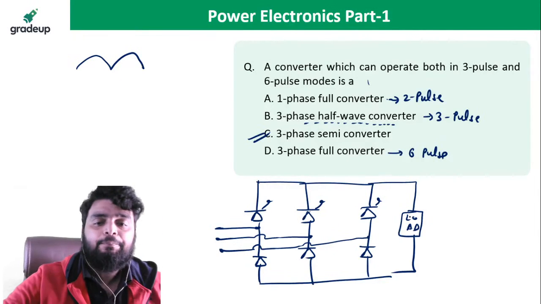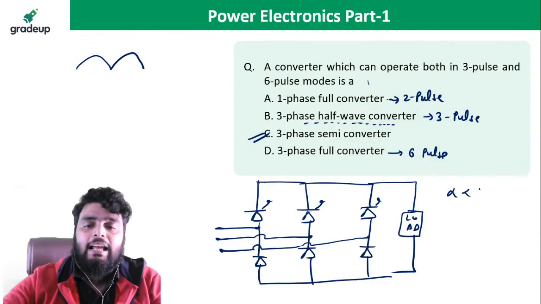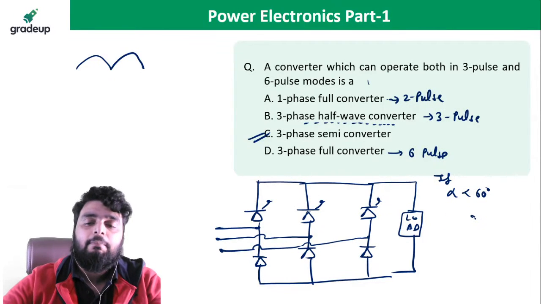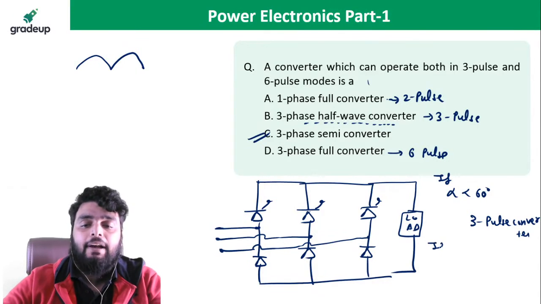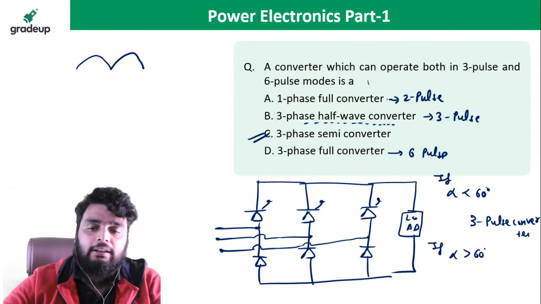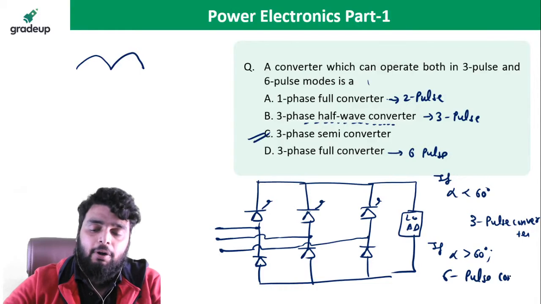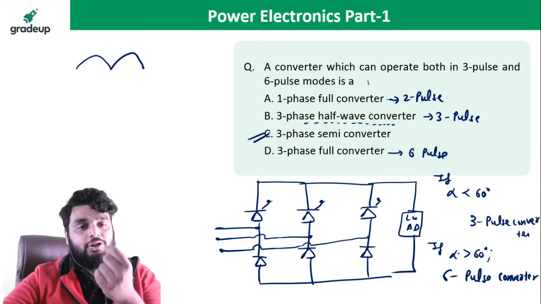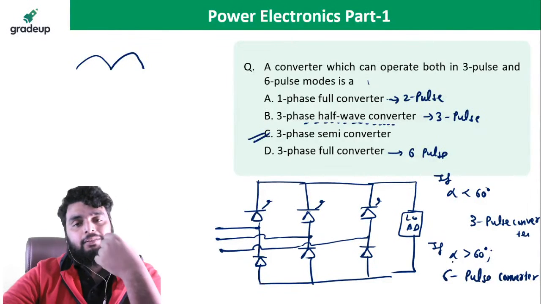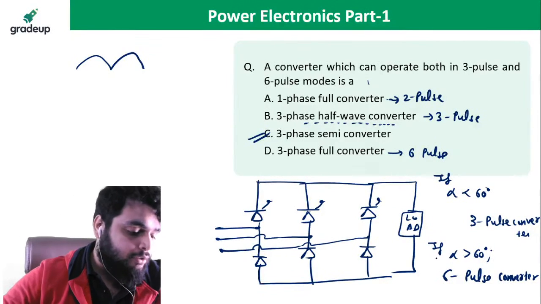Now what will happen here? If alpha is less than 60, this converter will behave like a 3-pulse converter. If alpha is greater than 60, then this will act like a 6-pulse converter. So remember this point. They can ask this question in two ways. They can ask you the range of alpha for which it is a 3-pulse or 6-pulse, or in this way they can also ask.